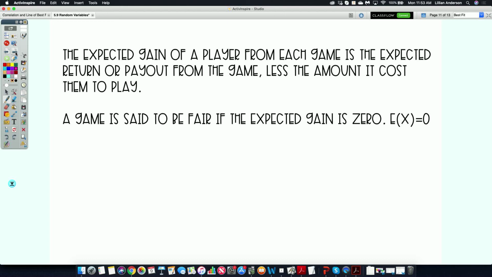An expected gain is basically what a player will get in return or what they'll lose every time they play a respective game. It does take into account the cost that they have to put in to play the game, if there is any cost. But a game is fair if the expected value is 0. So we're going to look at an example of that, and then we'll look at an IB example, and then I'll give you your homework for tonight.